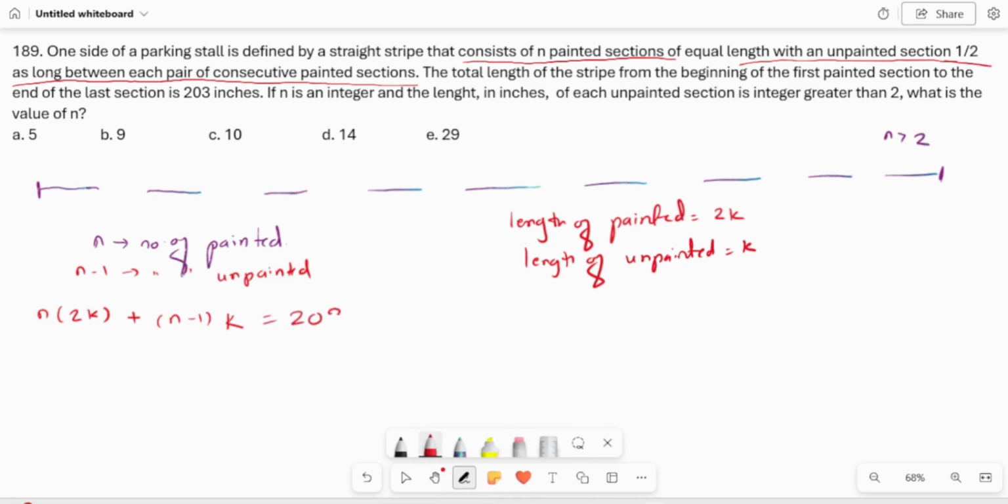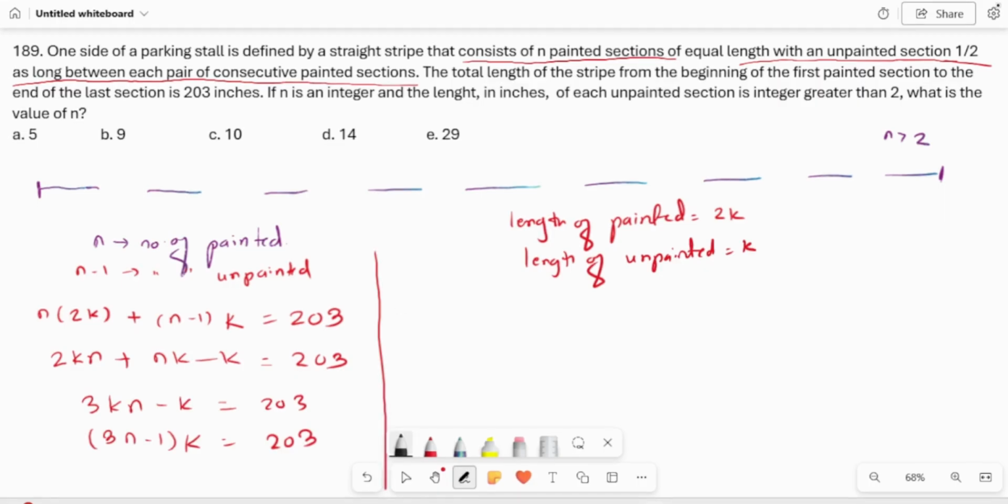Let me write it here. Let's solve it further. So I get 2 times kn plus nk minus k is equal to 203, or we can also write it as 3kn minus k equal to 203. Take k out and I can write down (3n minus 1) times k equal to 203. Factors of 203 could be 1 multiplied by 203 is equal to 203, or we can write down 29 times 7 is equal to 203.